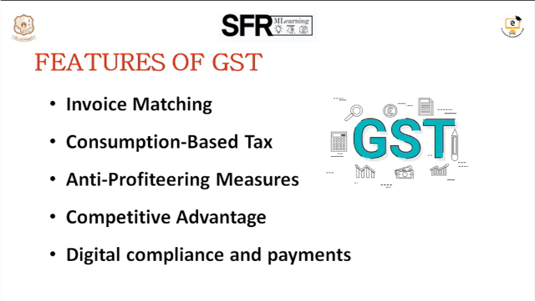Next we are going to see the anti-profiteering measures. Anti-profiteering measures mean that business must pass on the benefit of lower tax rates or ITC to consumers by reducing the price of their goods or services. So the GST law comprises anti-profiteering measures that include a framework to identify whether the benefits have been passed on to the consumer. So these measures help the business people to follow the GST easily.